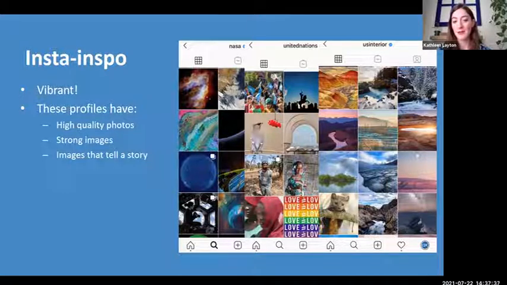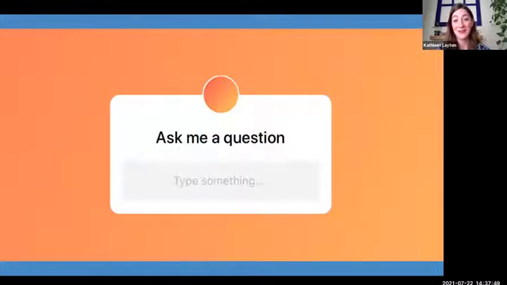So in closing, think about what purpose your content serves and make it visual. Keeping these points in mind can help you craft Insta-worthy content. And then I'll take questions.